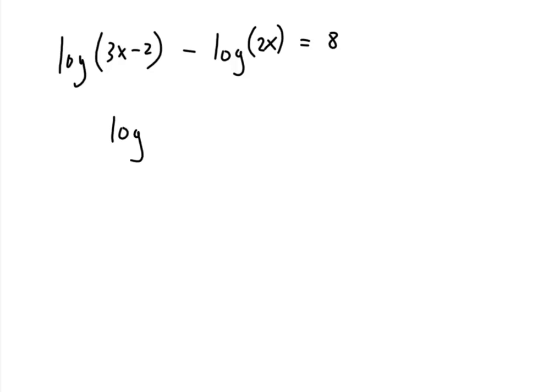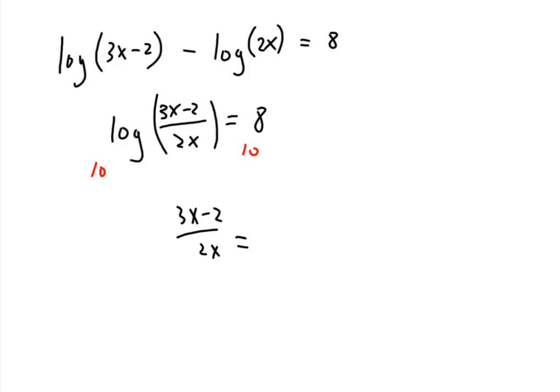Log of (3x minus 2) over 2x. Now I can actually just take my log of both sides, right? And if I do that, I get, it's a 10 here and a 10 here. And I get 3x minus 2 over 2x equals 10 to the 8th power, some big huge number. How about we put this over 1 and cross multiply?